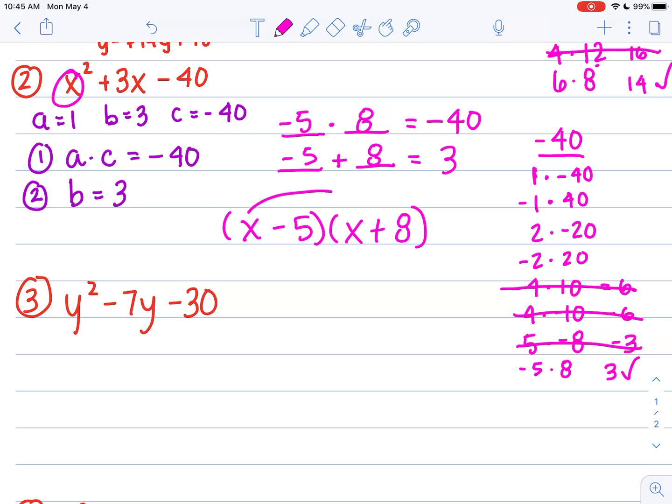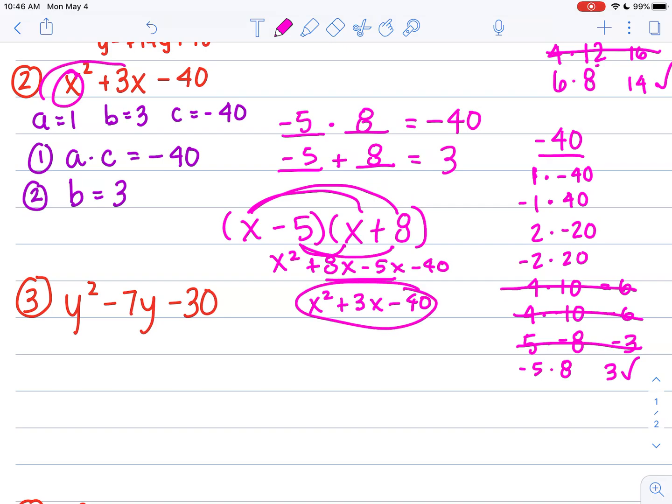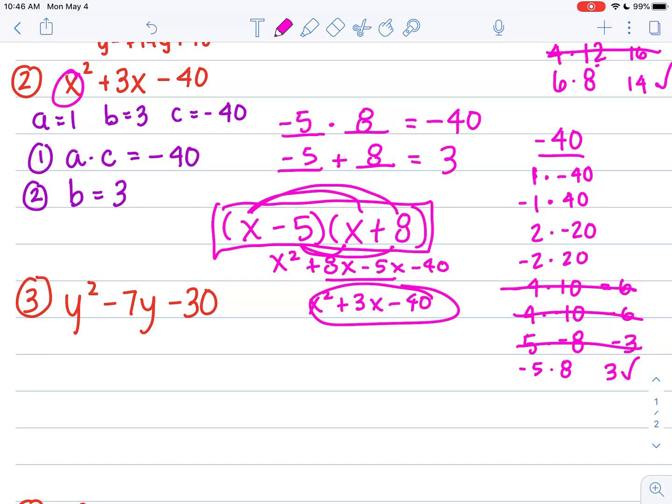And then we can multiply to check. X times x is x squared. X times 8 is 8x. Negative 5 times x is negative 5x. And negative 5 times 8 is negative 40. And we can combine like terms, so x squared plus 3x minus 40. And that is the same as this. So we got that one right. So if you want to double check, I would recommend doing that. But your final answer in MyOpenMath is this. So don't multiply it out and then put that as the answer, right? That's what we started with.